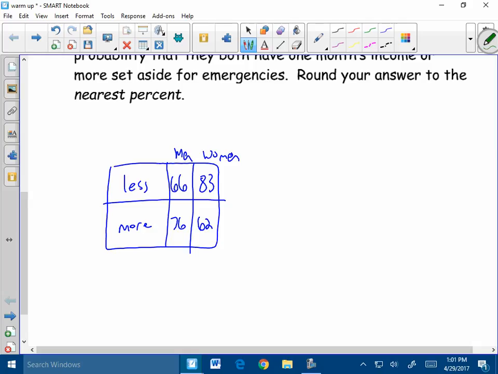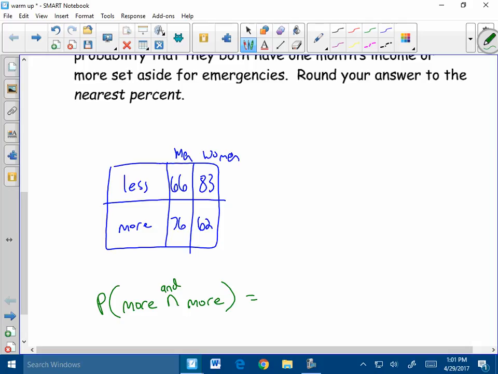Okay, so we want to find the probability that both of these workers, when they pick two different workers, have 1 month's income or more set aside. We want to figure out the probability that someone picked at random has more than 1 month's income, and then when we pick another one, they also have more than 1 month's income set aside. So probability of more and more. Okay, so we need to figure out that if you pick one worker at random, they have more than 1 month's income set aside.